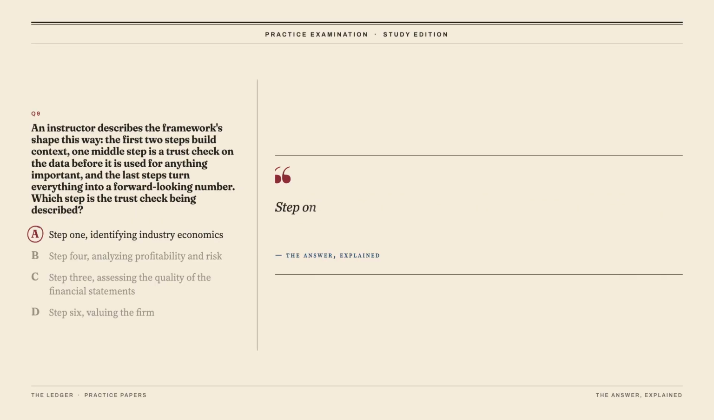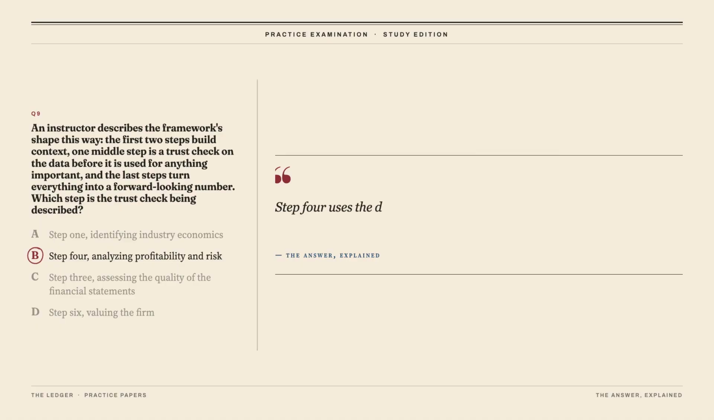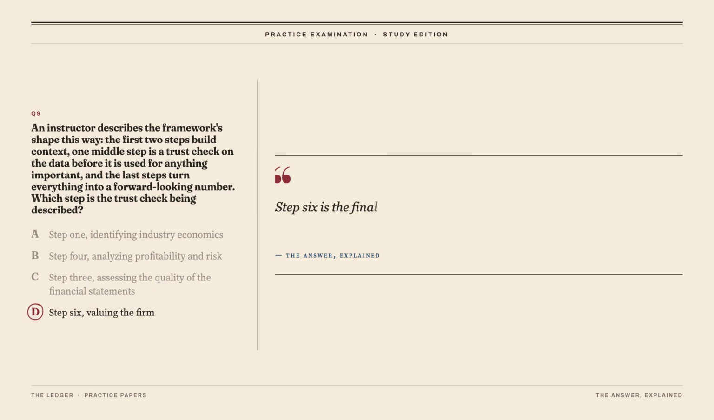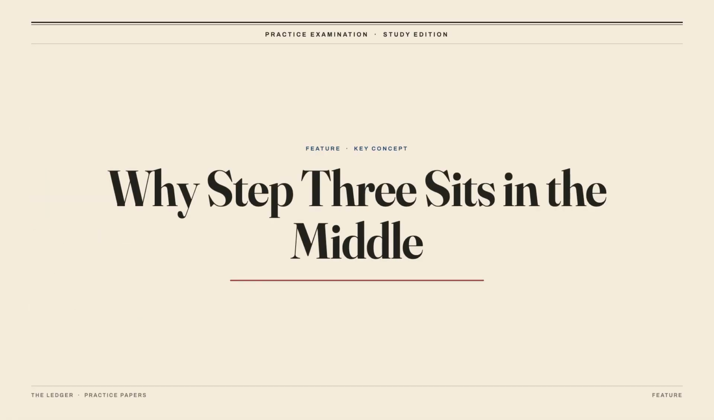A is wrong because step 1 builds context about the industry's economics. It is one of the context steps, not the data trust check. B is wrong because step 4 uses the data to diagnose performance and risk. It relies on the trust check having already happened in the prior step. D is wrong because step 6 is the final valuation, one of the forward-looking steps, not the quality check on the underlying data. A 6-step framework isn't just a list, it has a shape, and once you see that shape, no step's position is arbitrary.